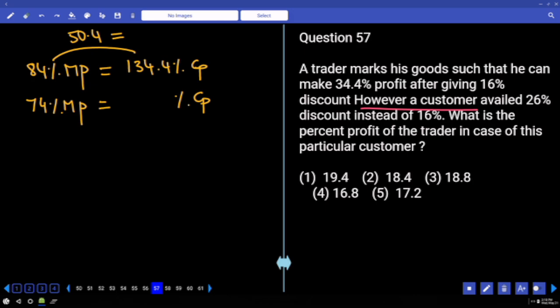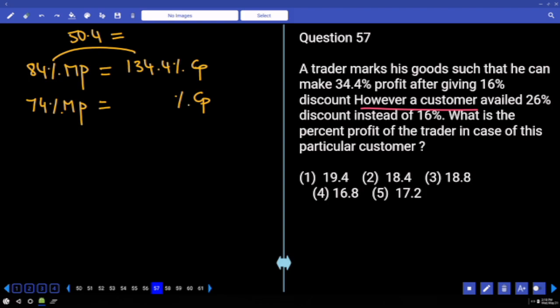42. Our number is more than that. How much more? 50.4 is how much more than 42? That is 10% of this number. That means right hand side number is 60% more than this number. Correct. Even here also it has to be 60% more.